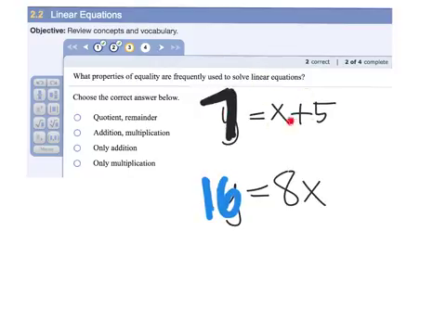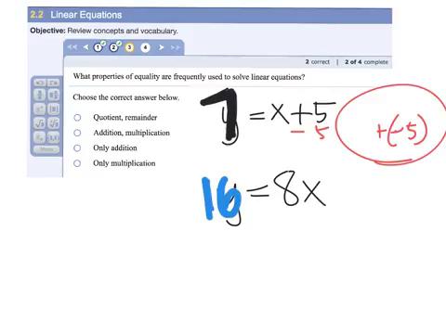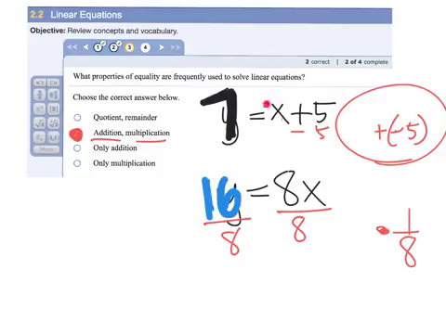Well, here we would solve it by subtracting, and here we would solve it by dividing. And really, subtraction and addition are the same, because you can either subtract by 5 or you can add a negative 5. So that's why addition. And then here, you're really dividing both sides by 8, but that's the same thing as multiplying by 1/8. And so that's multiplication. So the answer is this one right here. Addition and multiplication are the two properties that you're going to use to solve those linear equations.